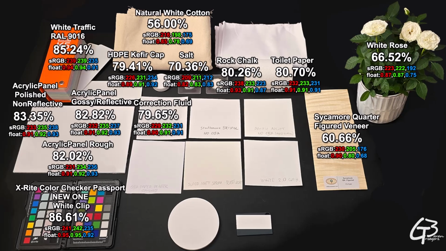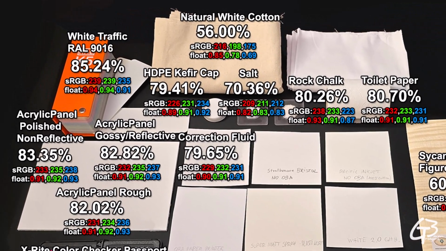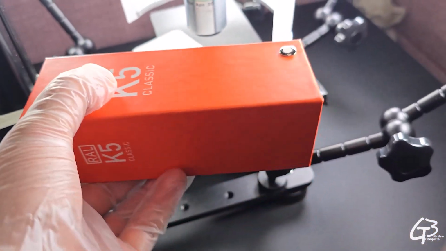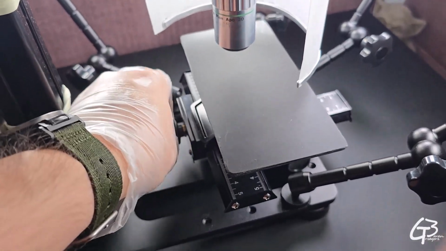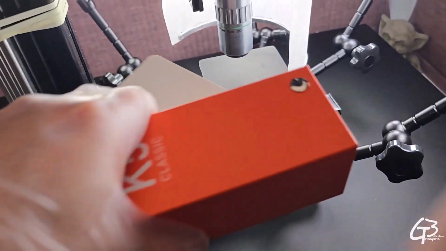The RAL 9016 swatch called white traffic is at 85% of whiteness. It seems to be the whitest swatch from all RAL color swatches I measured, so I guess we can say that 85% of reflectance represents the group of whitest, non-fluorescence and non-OBA semi-matte paints.